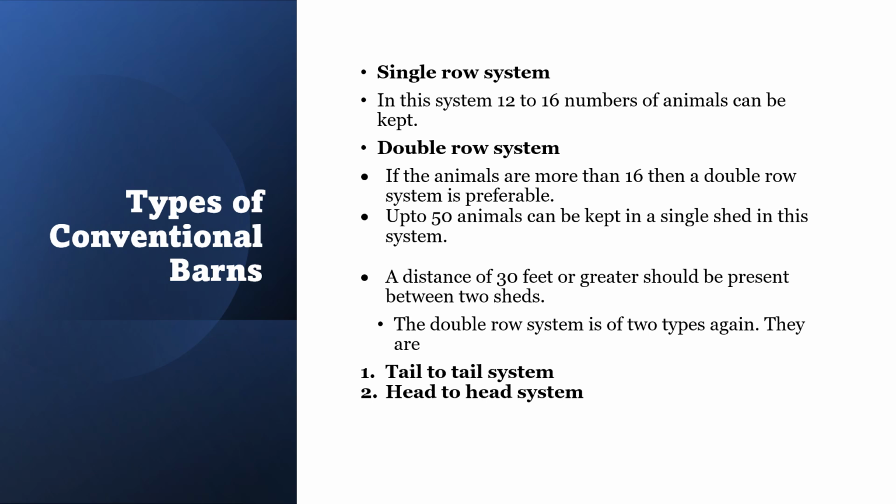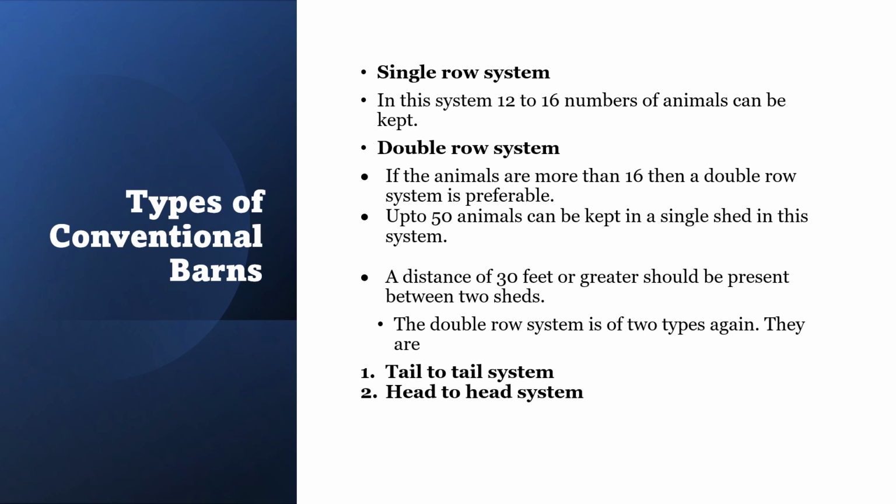When we look at the types of conventional barn systems, there are two types. The first one is single row system and the other one is double row system. In the single row system, 12 to 16 animals can be kept. If animals are more than 16, then a double row system is preferable. In a single shed in a double row system, up to 50 animals can be kept. If the number of animals exceeds 50, another shed should be constructed. And two sheds should have a distance of about 30 feet or greater at least.